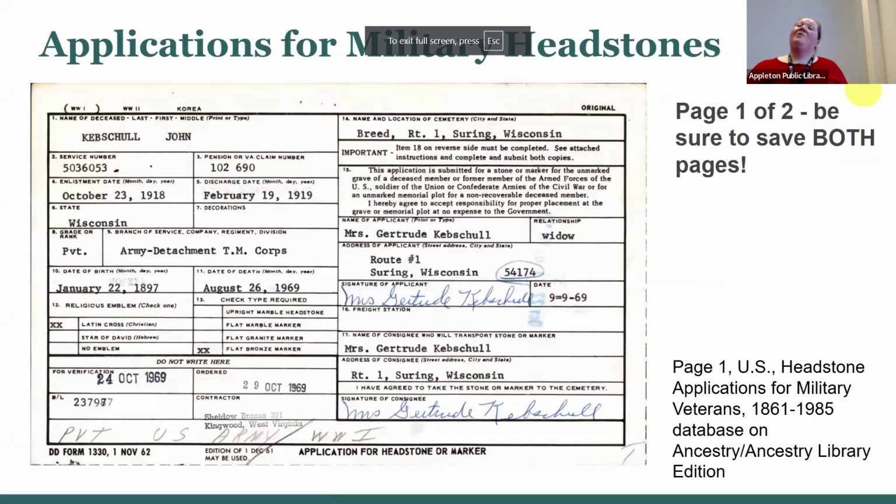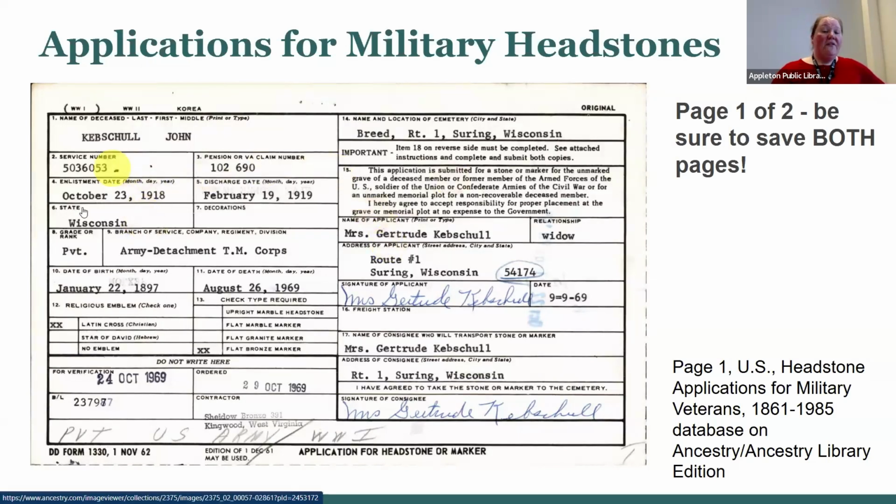A couple other resources that you might locate in regards to cemetery records. So if your ancestors served in the military, they might have filled out this application for military headstone. Of course, one of their relatives would have filled it out for them after they died. So this is an example of my second great-grandfather, John Kepschel, who served in World War I. So his wife, Gertrude, filled this out after he died with his service number, what branch of service, his rank, all that kind of stuff. Of course, his birth date, his death date, what kind of marker they wanted, where the cemetery is located, all this kind of stuff.